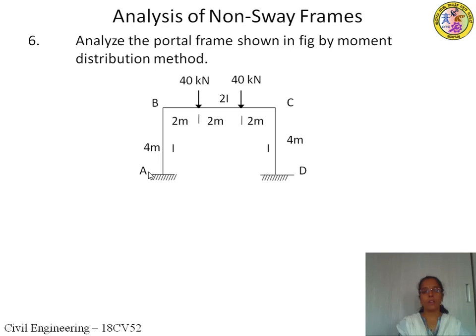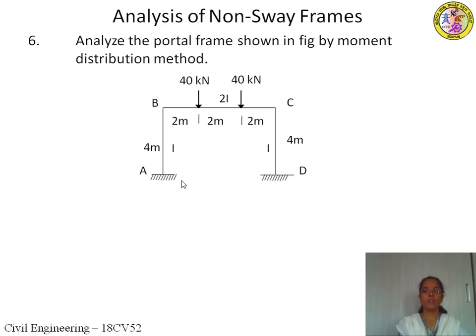Here A and D are both fixed, and members AB and CD are both of the same length, 4 meters, and have the same moment of inertia I. Member BC is subjected to symmetrical loading: 40 kilonewton each, acting at the same distances from each end. The first 40 is acting at 2 meters from the left end, and the second 40 is acting at 2 meters from the right end. So the loading is also symmetrical, apart from the geometry and boundary conditions.